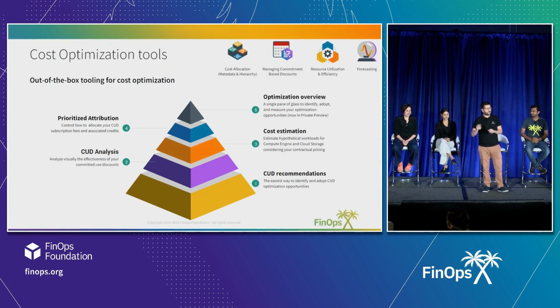So I'll be talking about our COD recommendations. This is the easiest way to identify and adopt COD commitment, use discount optimization opportunities. I'll be talking about COD analysis, which is a way to easily analyze graphically your committed use discounts. Cost optimization, as the name implies, a system mechanism for you to get those workloads estimated. Prioritize attribution, and finally, optimization overview. I'll go quite quickly, high level, but if you have questions, please hit us up. We will be here at the booth, so if you have any questions, we'll be happy to show you a demo or answer any questions.